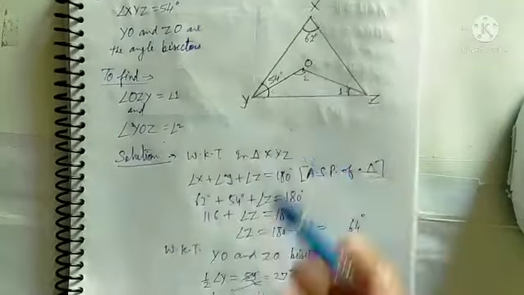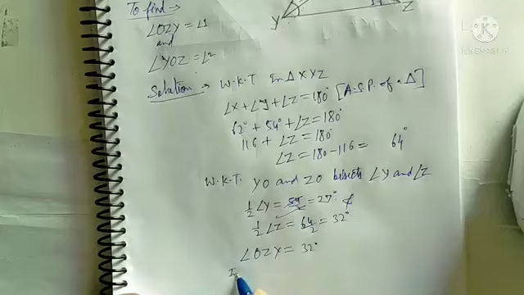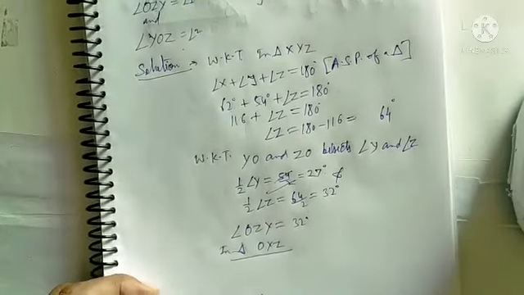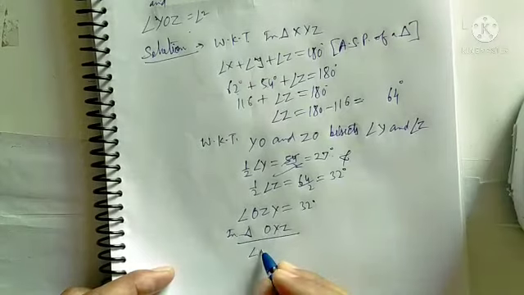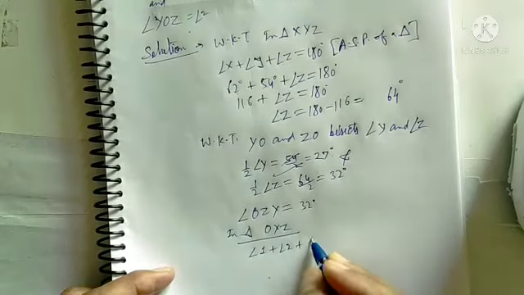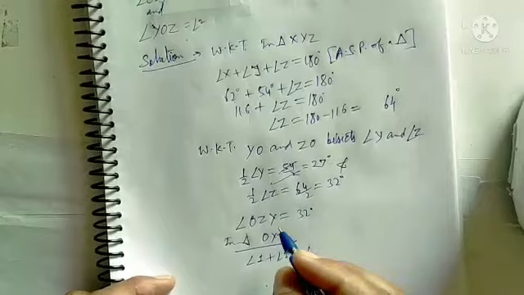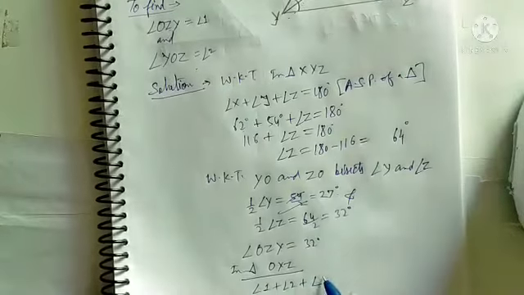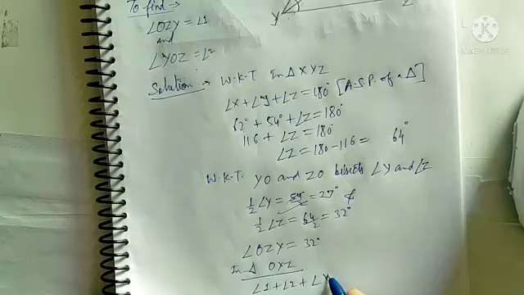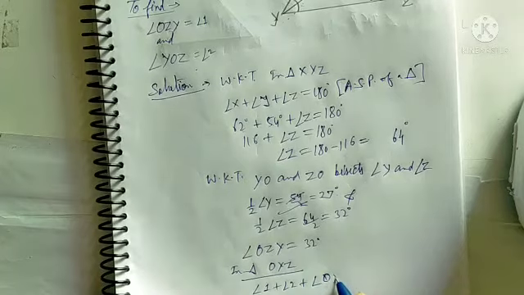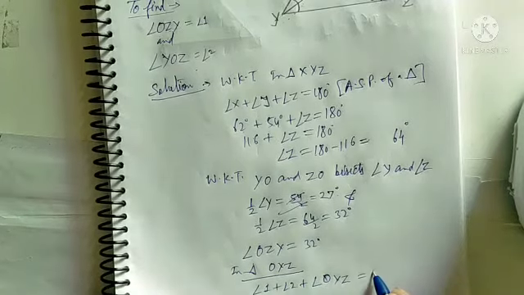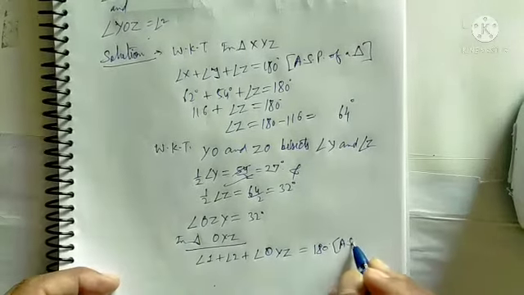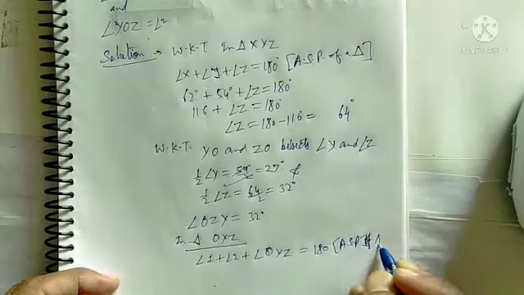Now you want this angle. It's so simple. See, again, in triangle OYZ, angle 1 plus angle 2 plus angle, that is the angle half of Y. Half of Y is what? OYZ. Angle OYZ is equal to 180 degree. Same process, what? Angle sum property of a triangle.